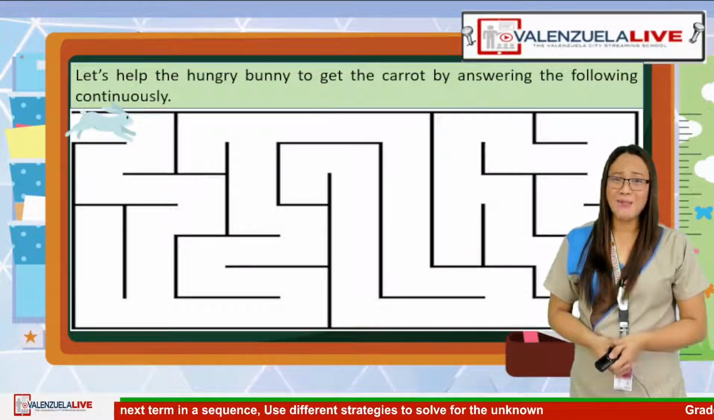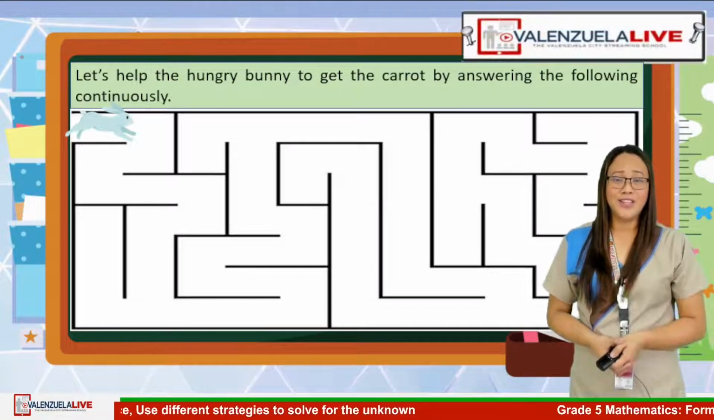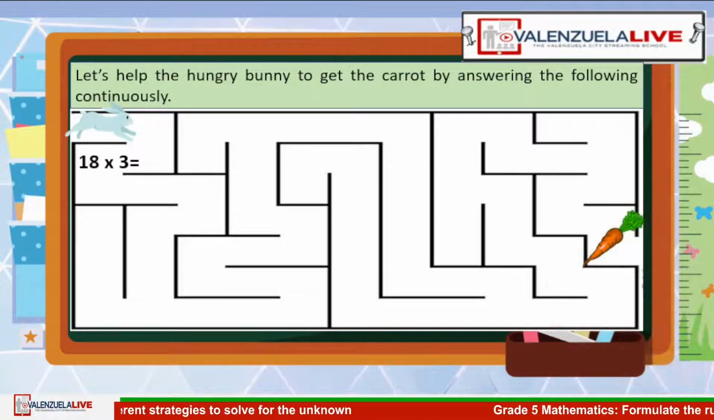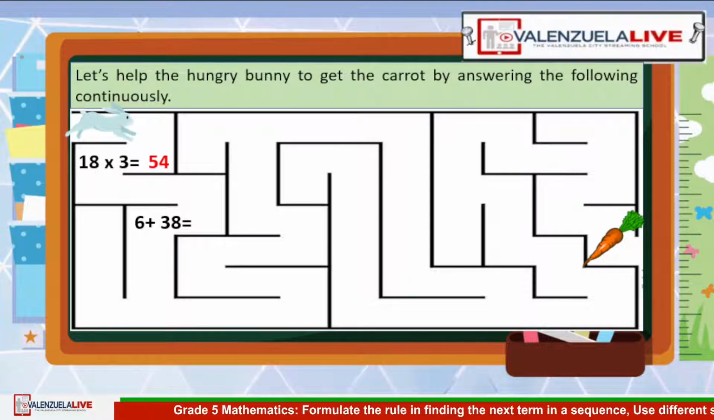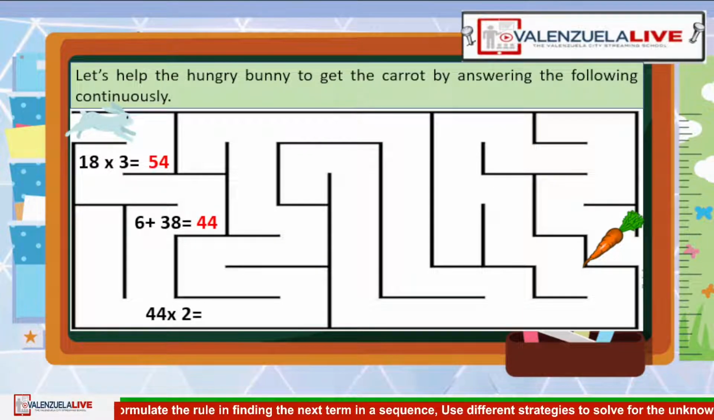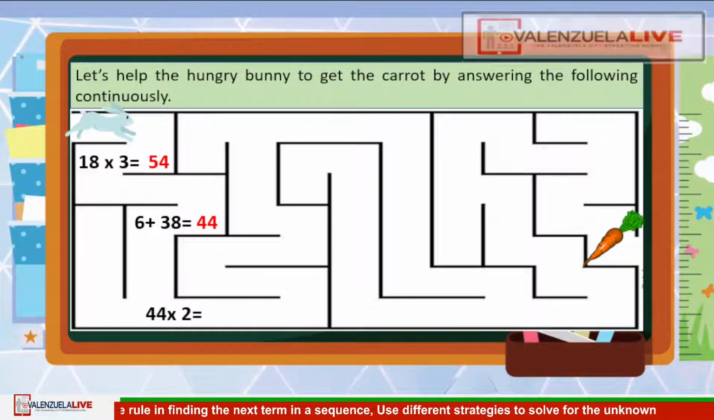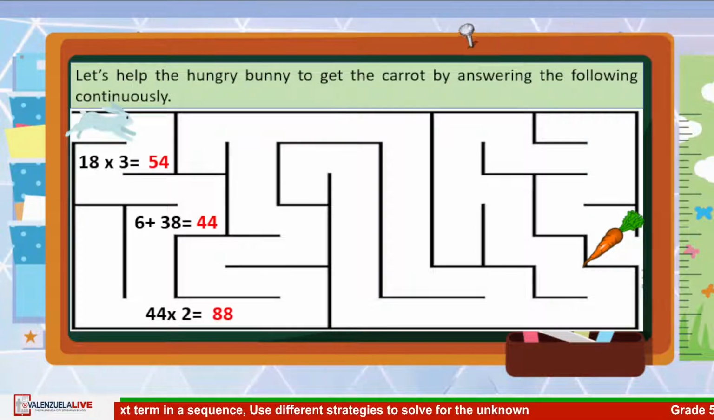Now, let's help the hungry bunny to get the carrot by answering the following continuously. First, we have 18 times 3. Great! It is 54. All right? For the next one, we have 6 plus 38. Very good. That is 44. And how about the next one? 44 times 2. Very good. We have 88. All right?